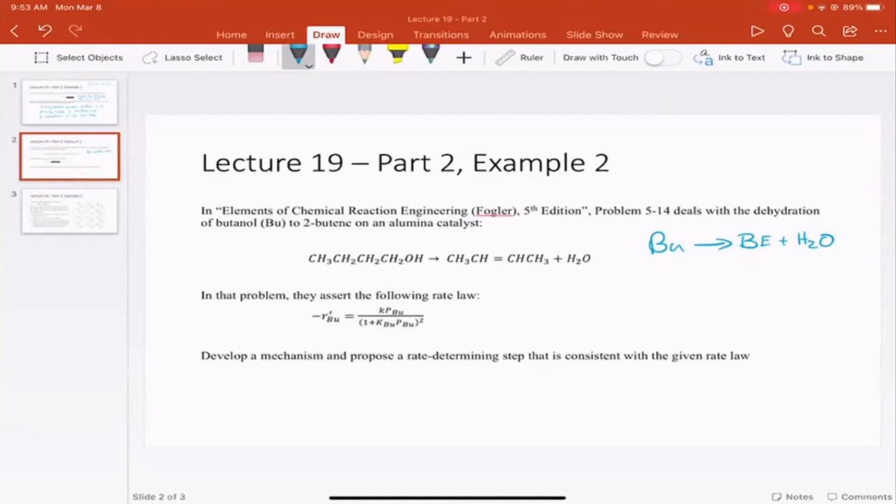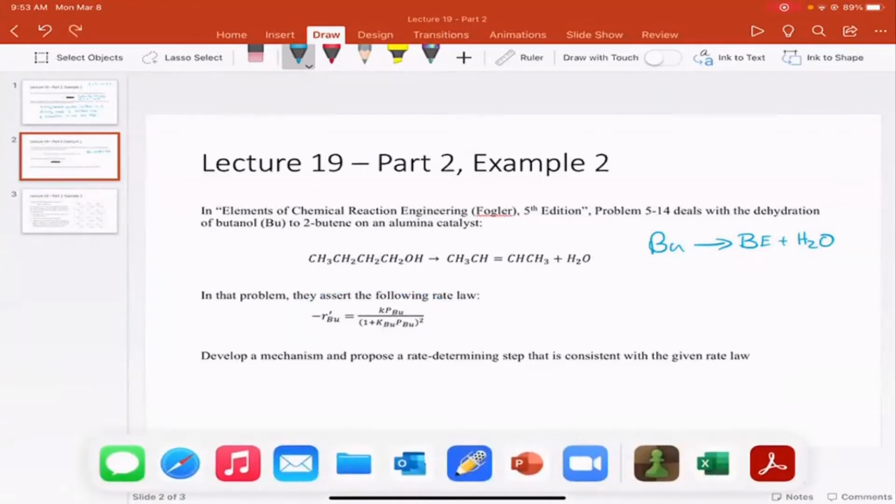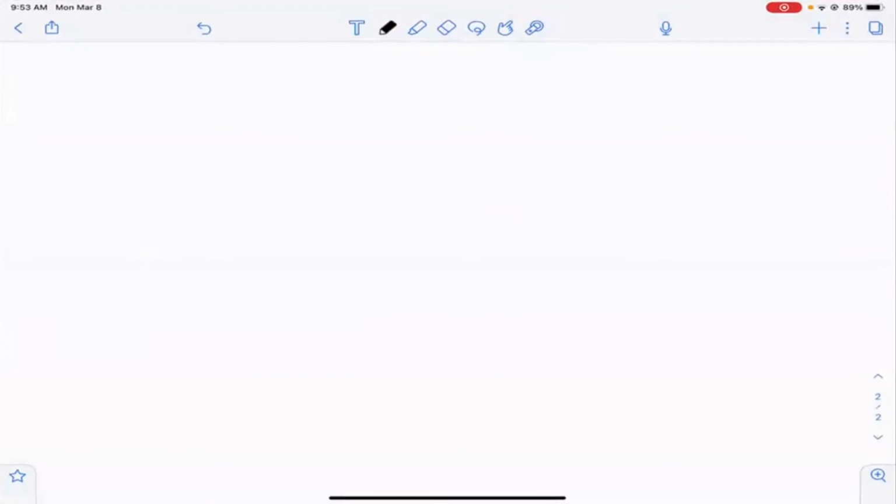So what we're going to try to do here is figure out where in the world this mechanism comes from. So I'm going to go back to Notability, and I'm going to rewrite this, and then we're going to think about this for just a second, because it has something that we haven't seen before. So we have the rate of butene is then equal to k times the pressure of butene over 1 plus K_BU times the pressure of BU squared. Okay.